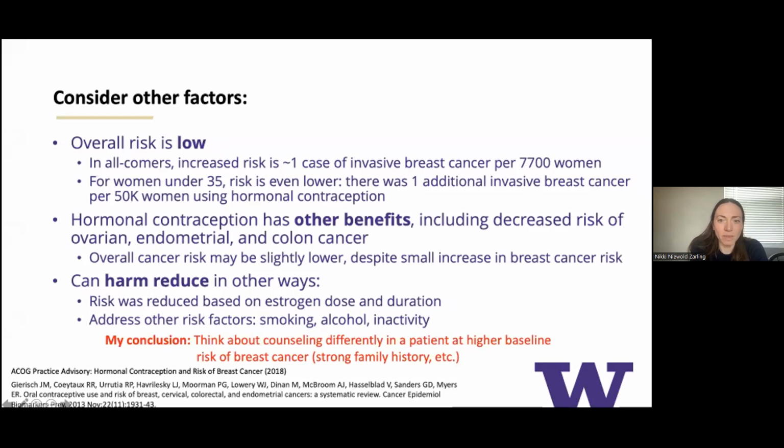So my take home from this data is to think about counseling differently in someone who perhaps has a higher baseline risk of breast cancer, like a strong family history, but in the average patient, the breast cancer risk is not significantly increased over time.